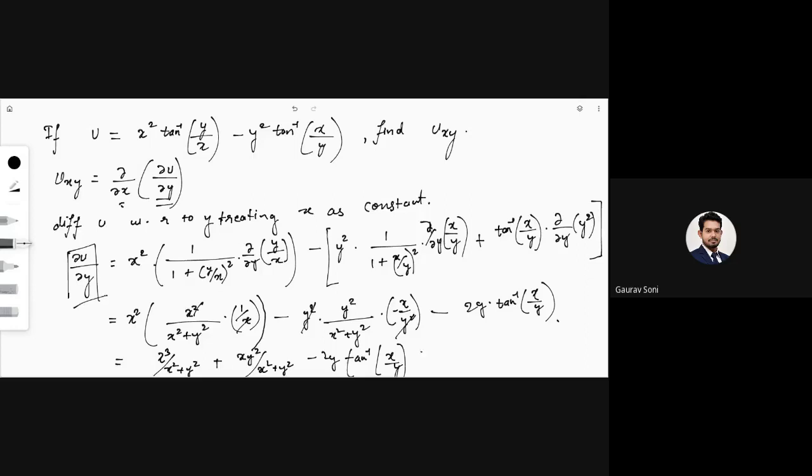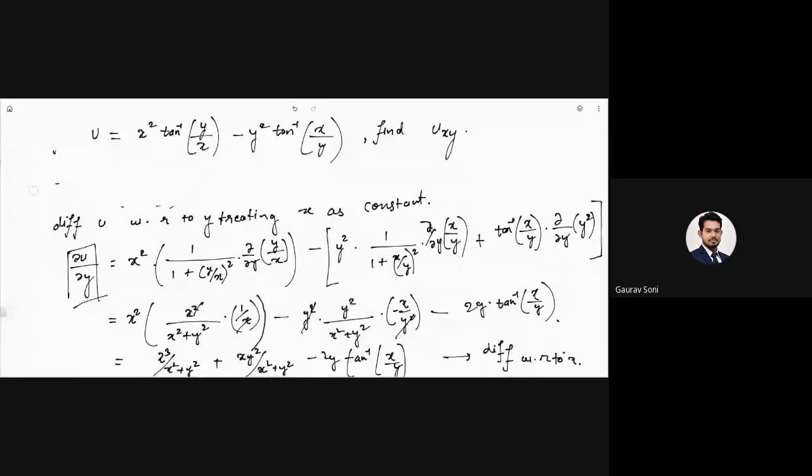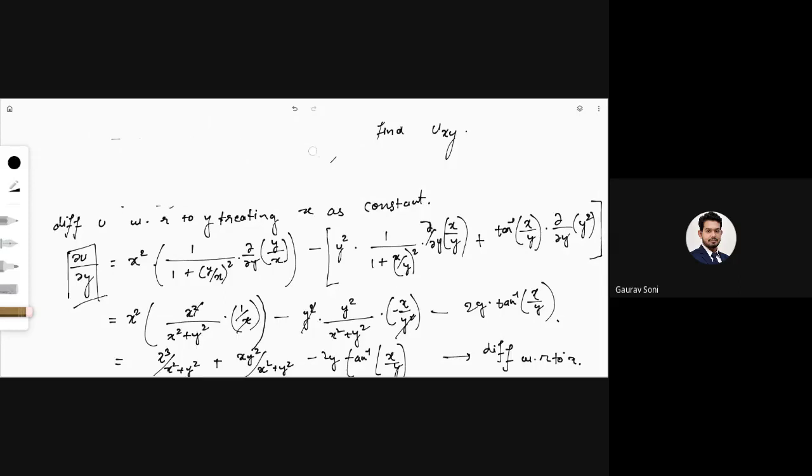Now what we have to do is we have to differentiate this with respect to x. So I can combine the first two terms, and I can take this x common, and in bracket I will have x square plus y square. So that will get cancelled out in the denominator.